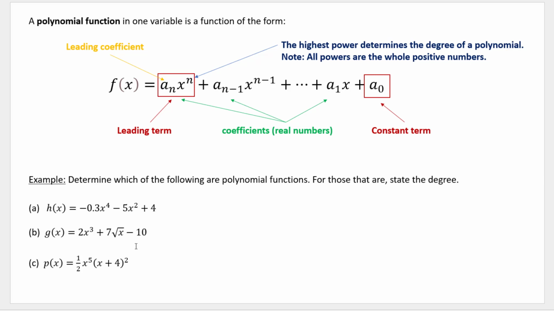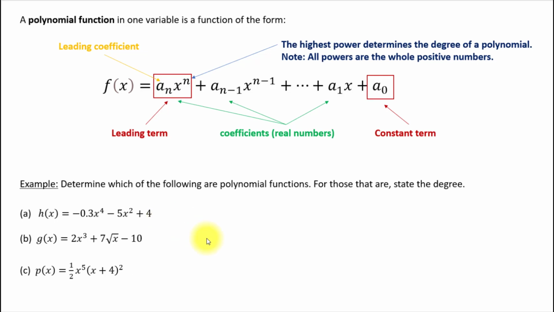So we determine which of the following are polynomial functions, and for those that are, we'll need to state the degree of a polynomial. So what can we say about this first function h of x? The first thing to check is whether the powers are the whole positive numbers, and they are. So here we have power 4 and then power 2. And whether the coefficients are real numbers. Well, they're all real numbers. There are no imaginary numbers here. So yes, this is a polynomial function.